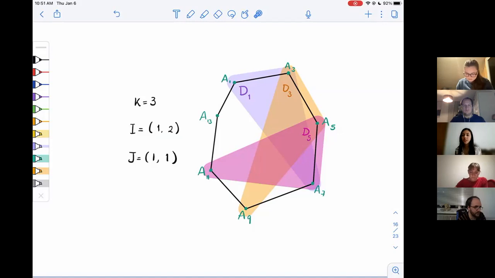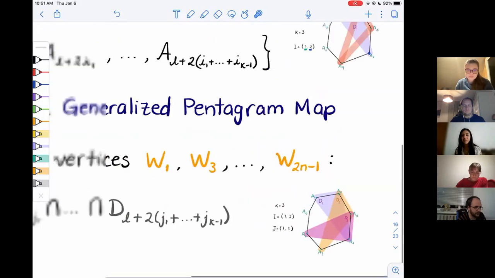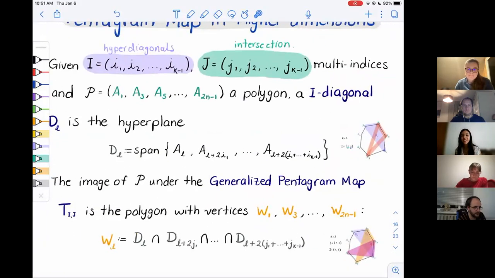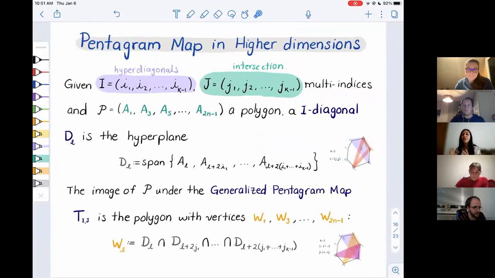Okay, so as you can imagine, it can get sticky with multi-indices and whatnot. That's why there's not one unique way of defining the pentagram map in higher dimensions. There's a lot of papers about how to define different pentagram maps, but this is the one that I will go for.